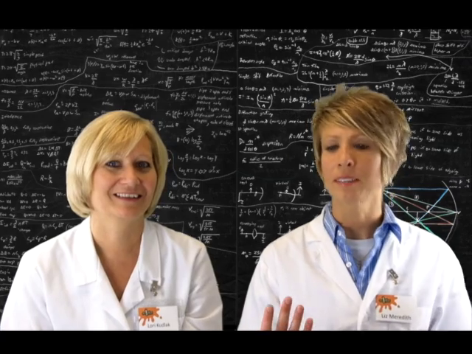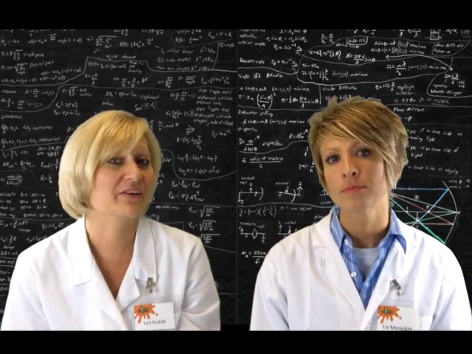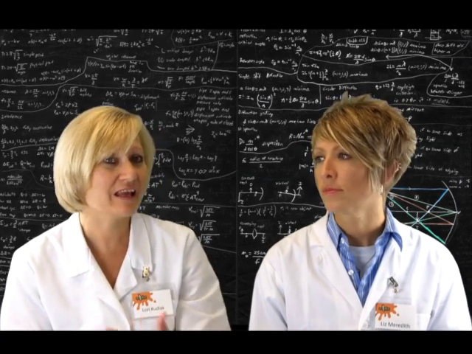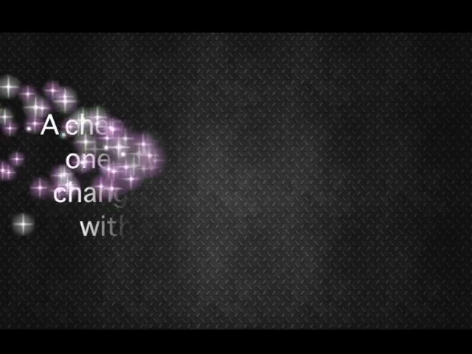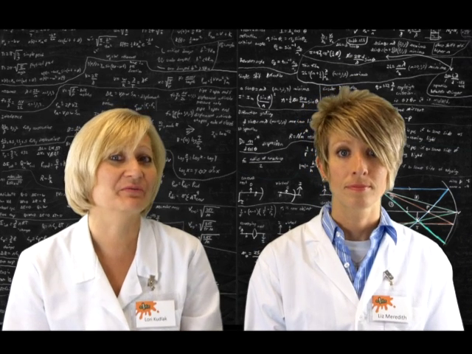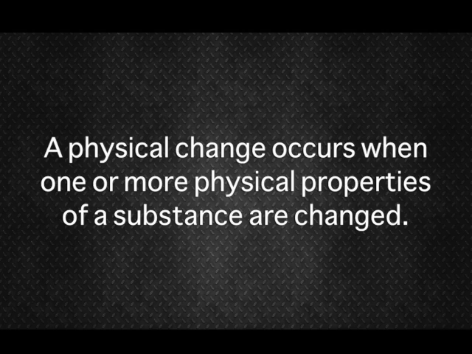It's pretty cool about matter and everything, but can matter actually go through changes? Matter can go through several changes. One would be a chemical change. A chemical change occurs when one or more substances are changed into new substances with different properties. We can also go through a physical change. A physical change occurs when one or more physical properties of a substance are changed.